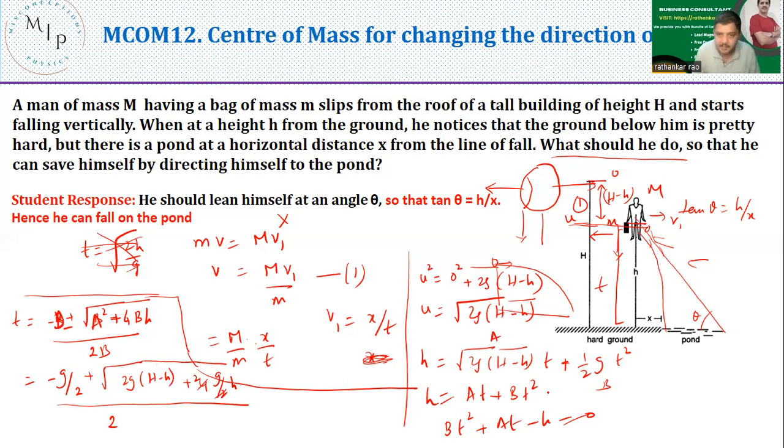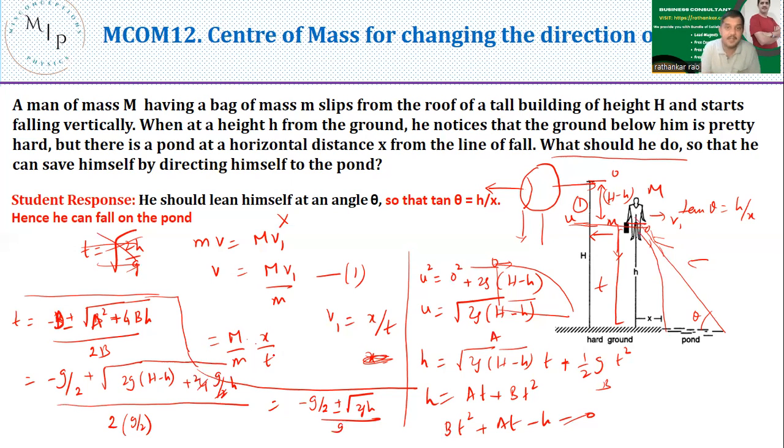What is b? B once again is g by 2. So when I do this, this will be 2gh, and here I have minus 2h, 2gh, so it will become plus 2gh. So I will get the answer as minus g by 2 plus or minus square root of 2gh divided by g. Okay, this is what I get. Then I can simplify it. I get an expression for this one. I can substitute this value and get the final answer. Okay, so this is how you can solve this problem.